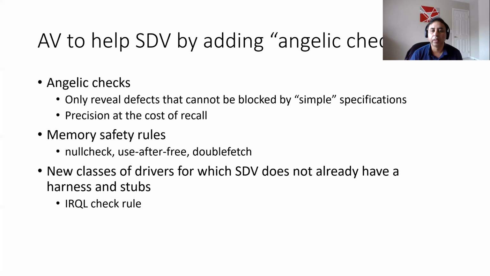But when it shows a defect, there is usually high evidence in the trace itself that shows the violation. So in this paper, we demonstrate how we create a whole bunch of memory safety rules, temporal memory safety rules, including null check, use after free, double fetch, and more traditional SDV rules that check for interrupt request levels of drivers, but that can be applied to any driver, not just limited to the drivers for which SDV has harnesses and stubs.